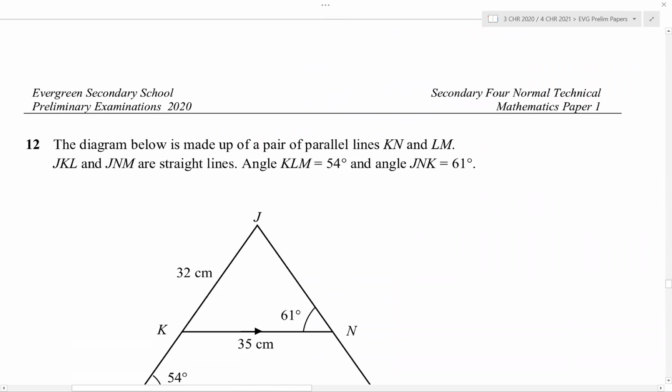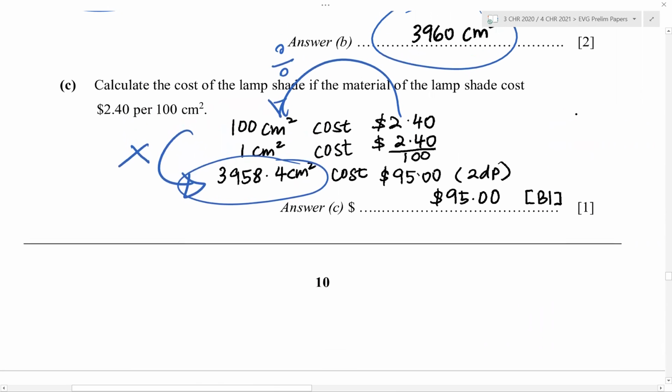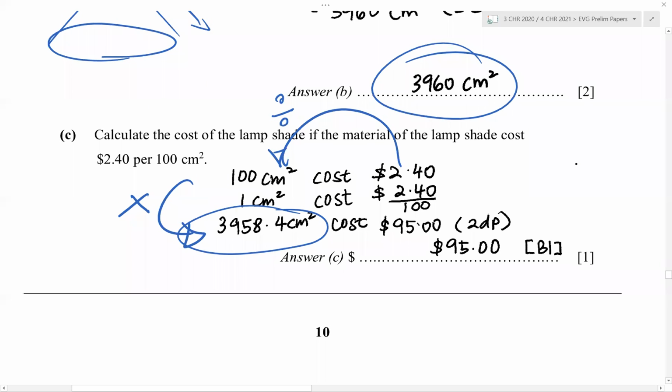Next one. 94.2, 94.8. Is it because you use 3960 cm? What is the area that you used? Did you use 3958.4? Where go see nearest dollar? What did I say? Tell Shamim.